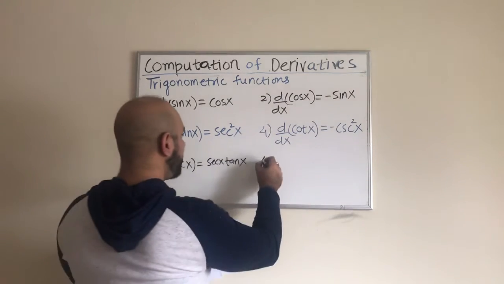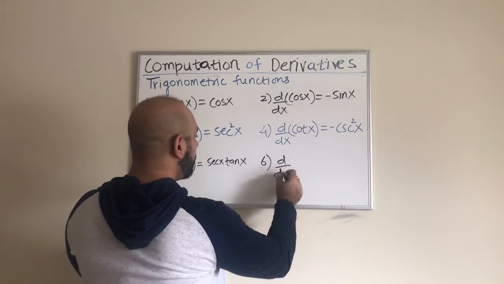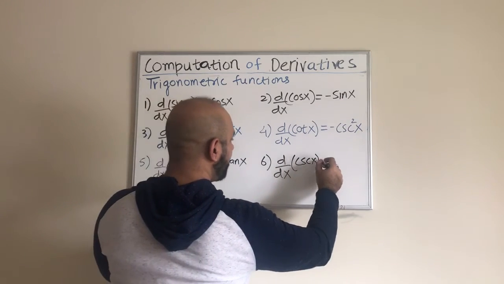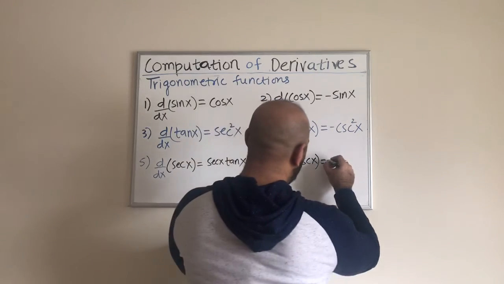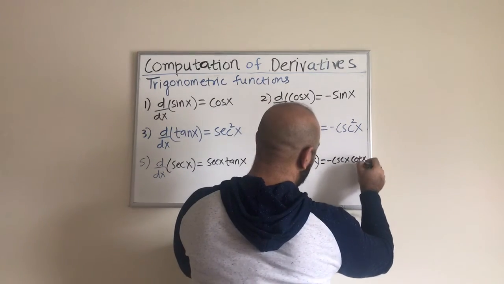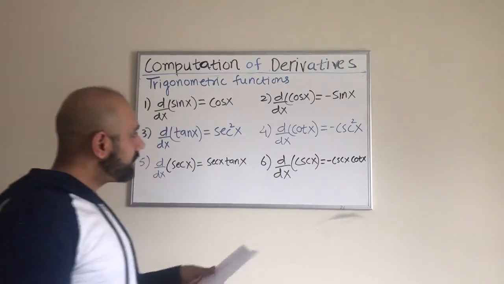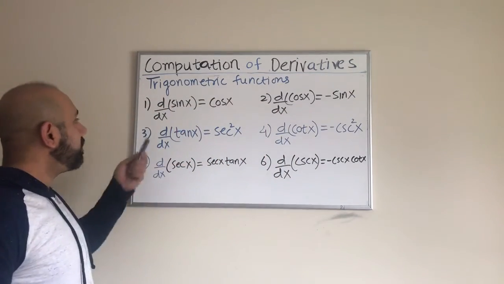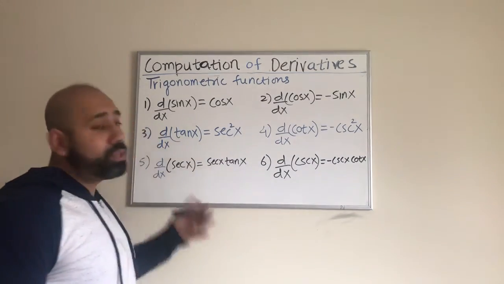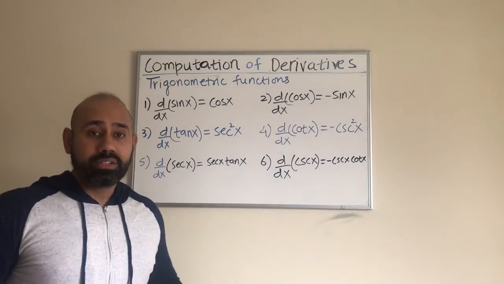And then guys, number six is the derivative of the cosecant x, and that is negative cosecant x cotangent x. So guys, these are the six. Numbers 1 and 2 are the basic ones, and then we can derive the rest from 1 and 2 using the quotient rule and other trig identities.